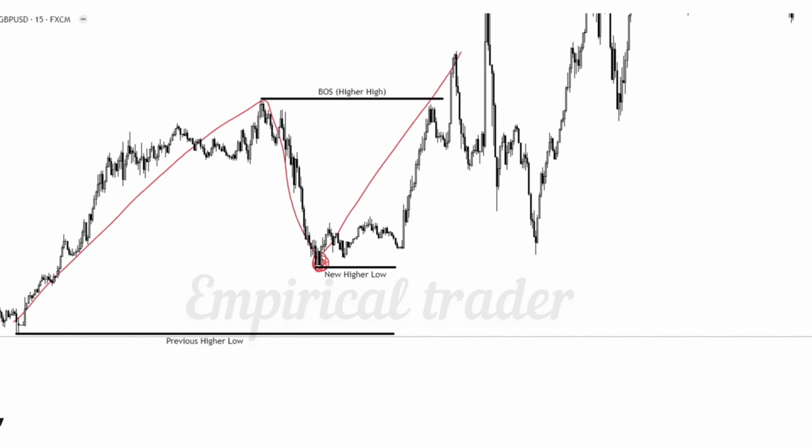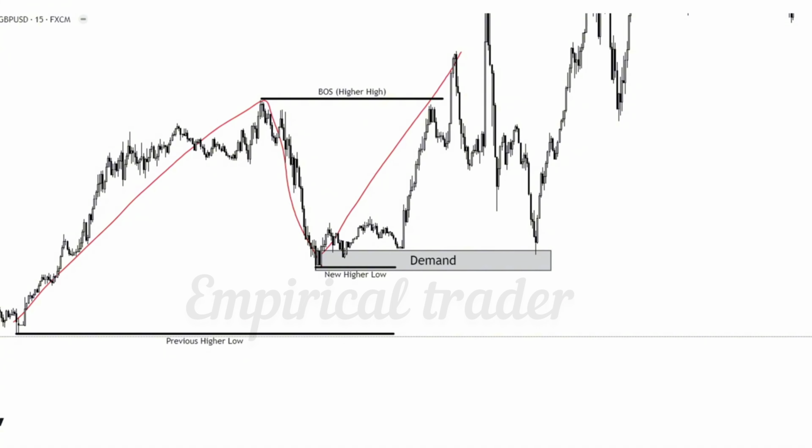And on uptrends, we look for demand zones. We do not look for supply zones on uptrends. Be careful. And where do we look for these demand zones? We look for demand zones on the last impulse before the push to the upside that has led to a break of structure. And that must be near the higher low formation. And if we check the last candle before the impulse, we are able to see a valid demand zone.